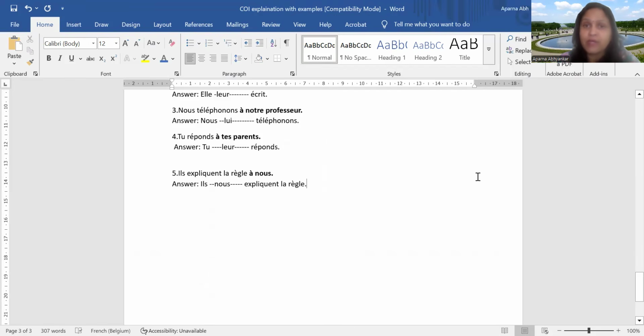I hope you have understood this COI topic very well. In the next session, we will take COD and COI combined sentences, and we will see the placement of the pronoun. What is the sequence to be followed when there is more than one pronoun, like when COD and COI are together. Ça va?